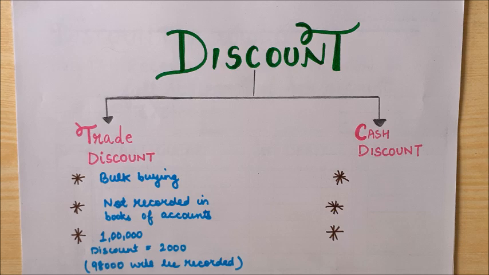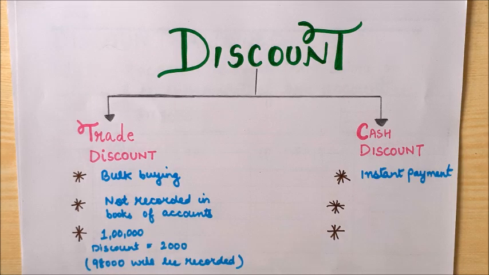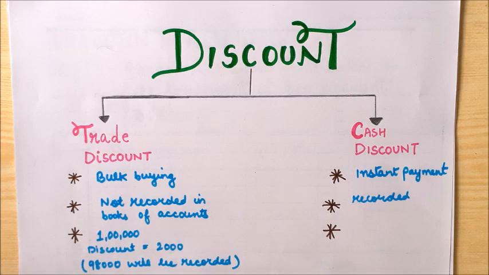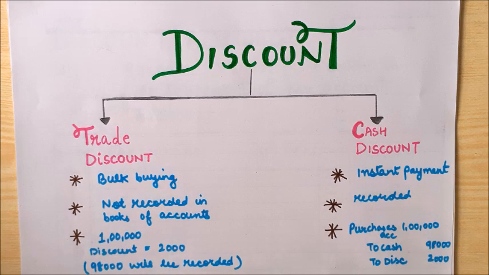The second type of discount is cash discount. Cash discount is a discount that is given by the seller to encourage instant payment, so that customers make payments easily and quickly. These are recorded in the books of accounts. Taking the same example, if you buy 1 lakh goods and you get 2000 discount, here will be the journal entry. Purchases account debited, to cash account, to discount received. Since it is a profit for the organization, it will come on the credit side.